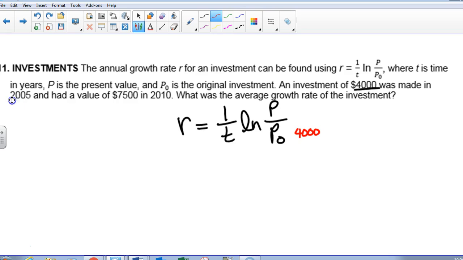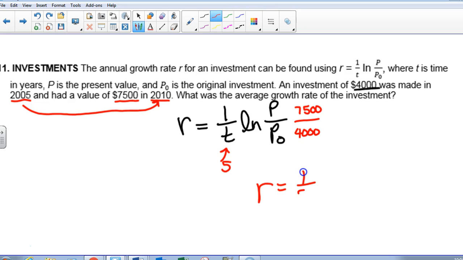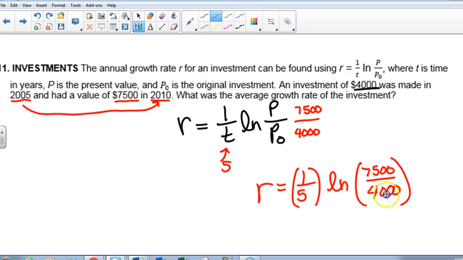In 2005 and became 7,500. So where's 7,500 going to go? That's what it's worth now. In 2010, so what's our time frame here? T is going to be a 5. Then I think we're good to go. R equals 1 over 5 times the log of, and we'll need some parentheses, 7,500 over 4,000. It is the natural log, so make sure you're using the right button.